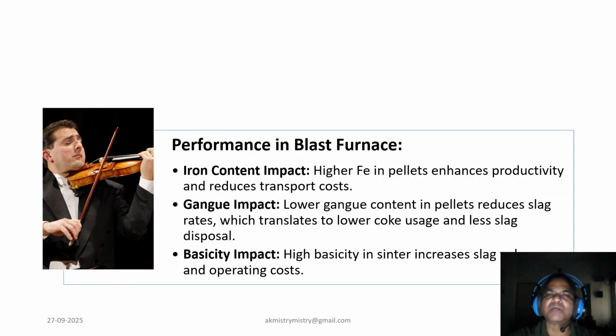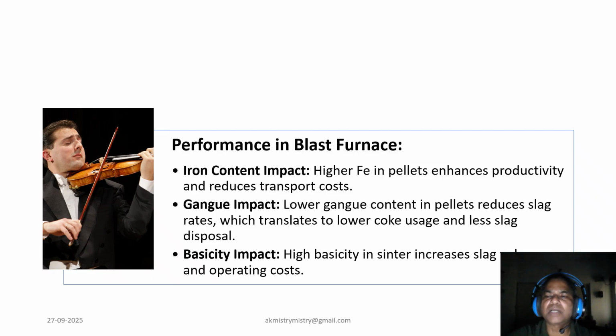Now these physical and chemical differences dictate how each material is used and transported. Sinter, due to its relatively lower mechanical strength, is used close to the blast furnace where it is made. Pellets, however, are much stronger and more durable, which makes them suitable for global transportation, and they are generally categorized based on their end use, either as blast furnace pellets or DRI pellets.